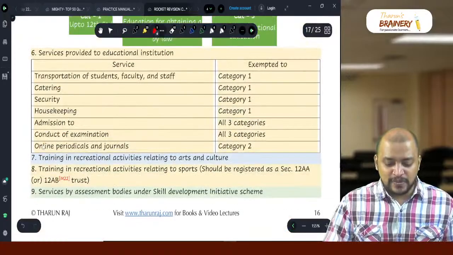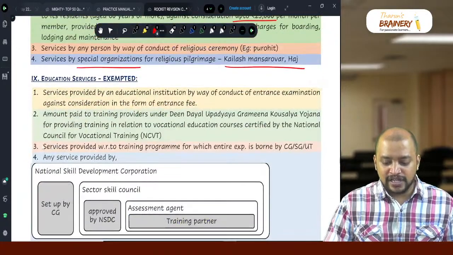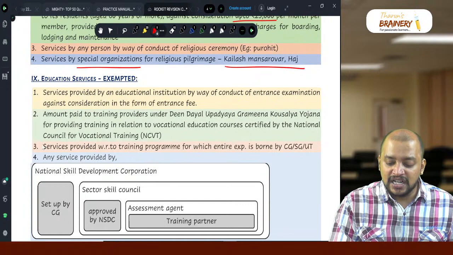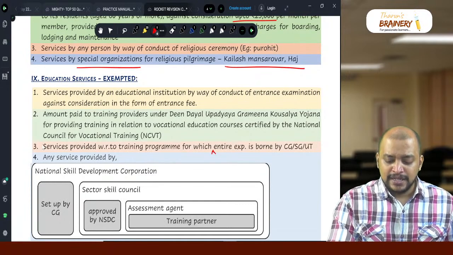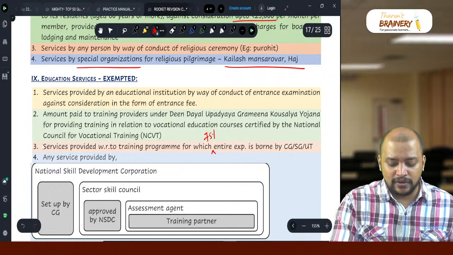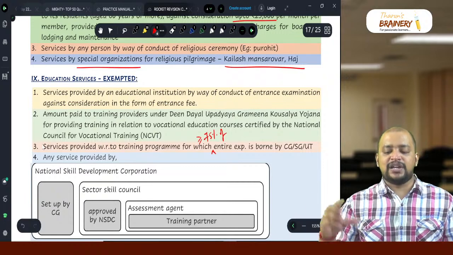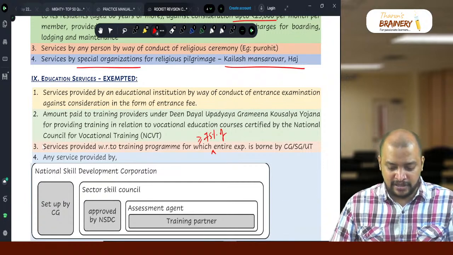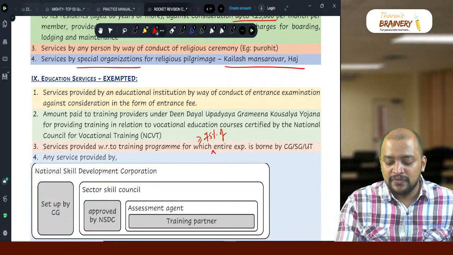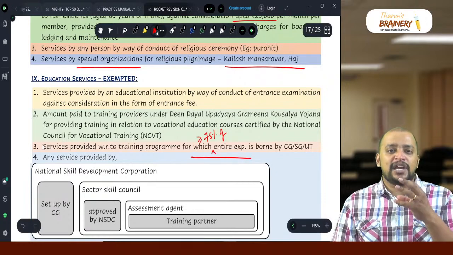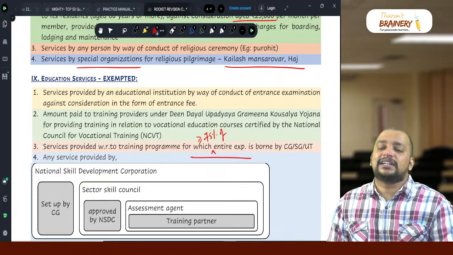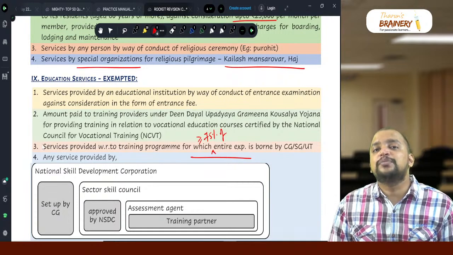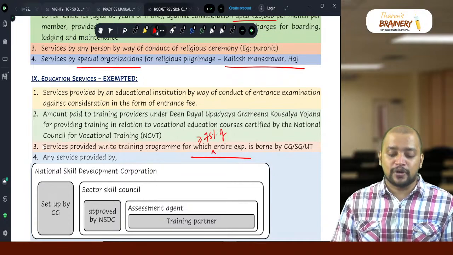Then services with respect to training program, for which entire expenditure is borne by the government. So there is a change here that 75% of entire expenditure. Okay. So greater than or equal to 75% of entire expenditure borne by government is only exempted. So it is not entire expenditure, which means, for example, there is a training program wherein 80% is given by government, 20% is collected from the students. Whether the entire training program is exempted, yes, the entire training program is exempted.